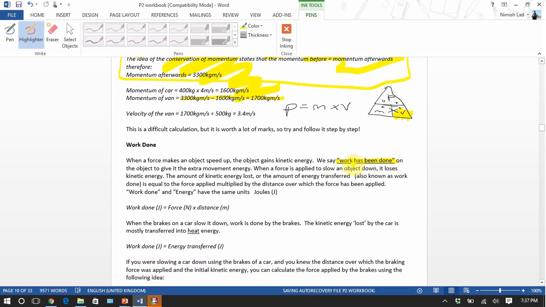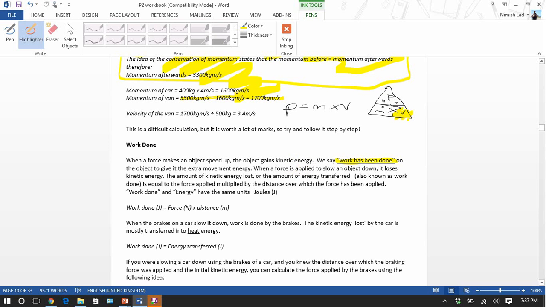So if you think about a car and the brakes being hit on the car as it slows down to a stop, kinetic energy is lost. That kinetic energy is lost to the surroundings as heat and sound, so work has been done. Okay, the force of the brakes has been applied over that braking distance.